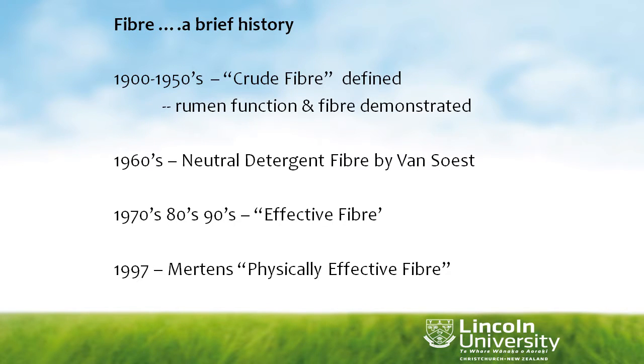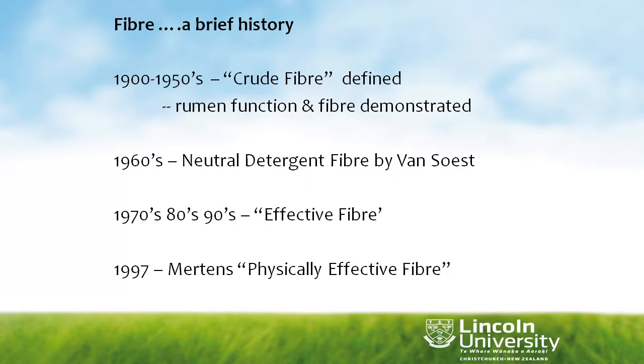Crude fibre was hard to measure and wasn't easy to use. So in the 1960s, a guy who worked for the US Department of Ag and Penn State University, called Van Soest, came up with a better method, a much more accurate method of chemically measuring the fibre. And that's the method that we all use today, which is neutral detergent fibre. But there's a difficulty with this. It was a chemical measurement of the fibre, but it said nothing about this non-nutritional role.